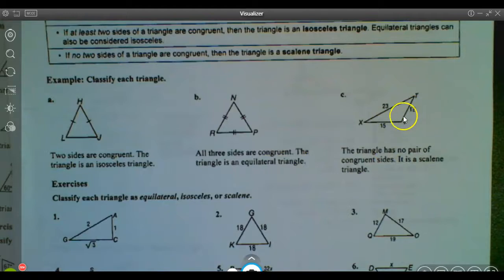If I look at these, I can see by the numbers that all of those side lengths are different. So it has no congruent sides. So here's the special name for that, which is a scalene triangle.